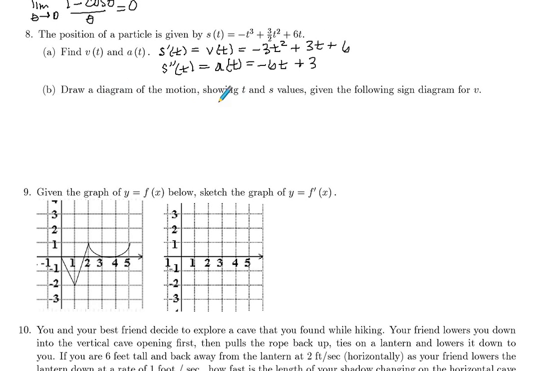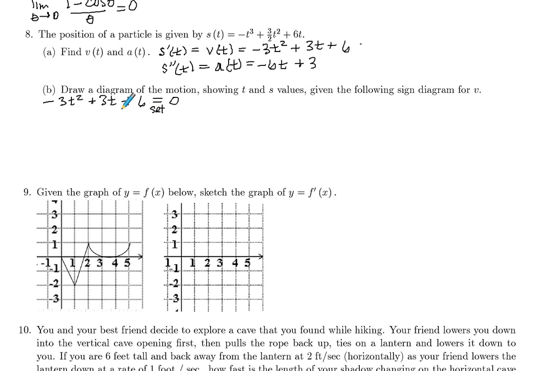Here we want to diagram motion showing t and s values. And this says given the following sign diagram. Let's actually make the sign diagram. So to do the sign diagram, remember what you need to do is set your v of t equal to 0. So let's go ahead and do that down here. Negative 3t squared plus 3t plus 6, and we set that equals 0.